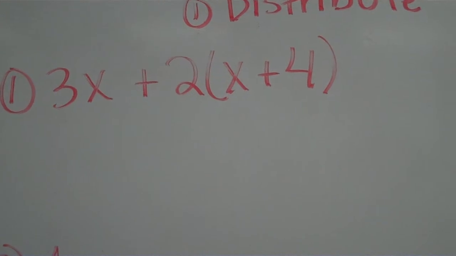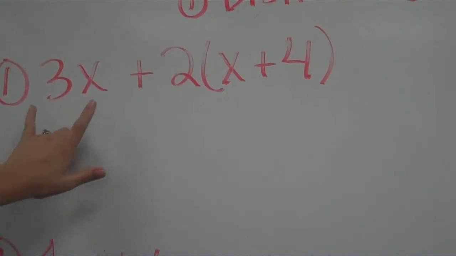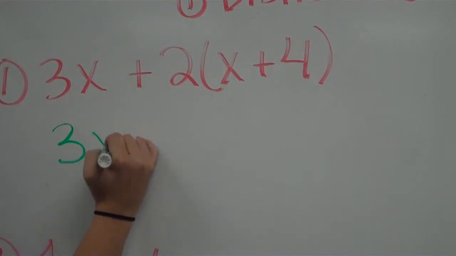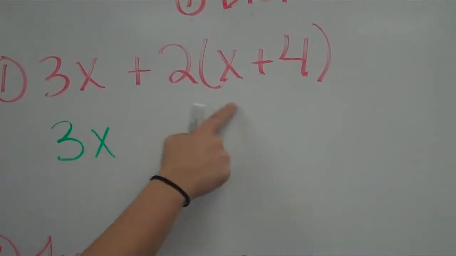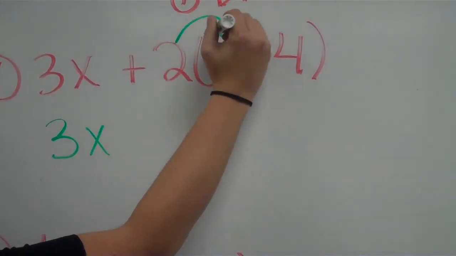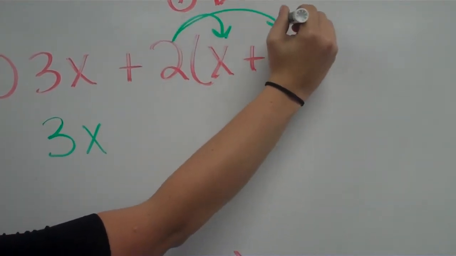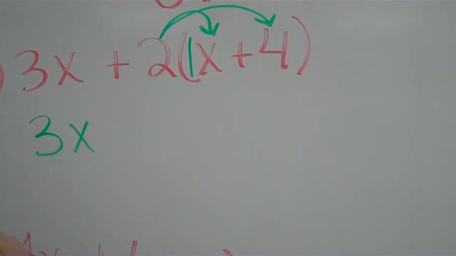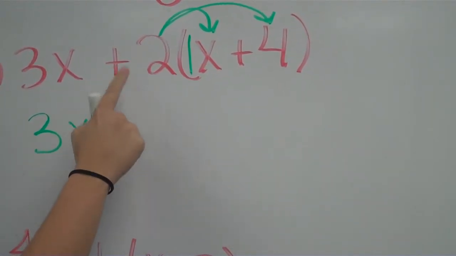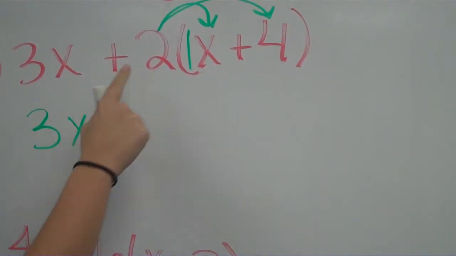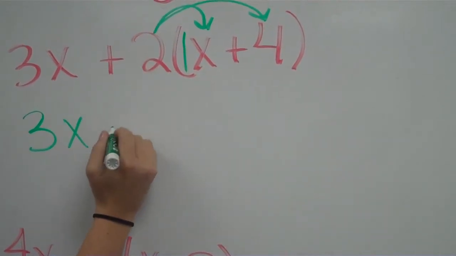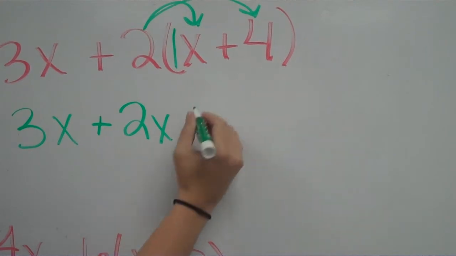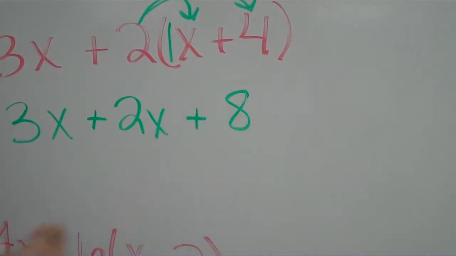So the first thing you're going to do is distribute. Well, we're not going to do anything with this 3x, so I'm going to write it down again. 3x. And then I'm going to distribute. Remember that you're going to draw your arrows. When there is no number with x, the number is just 1. And since this is plus 2, that's a positive 2. So let's distribute. 2 times 1 is a positive 2x, and 2 times 4 is a positive 8.